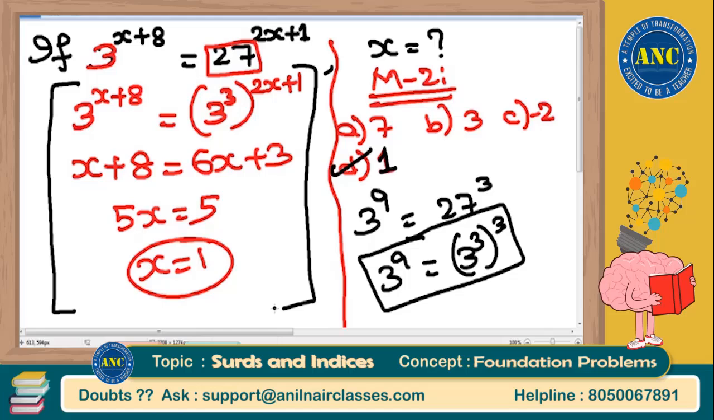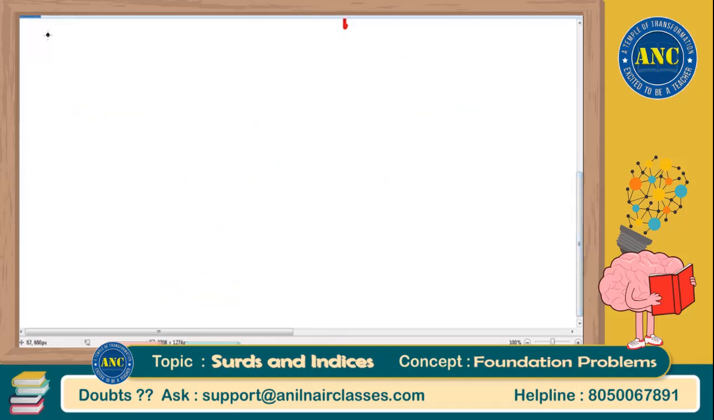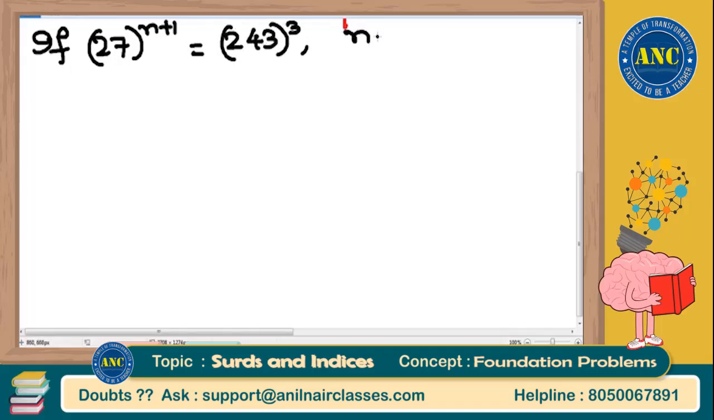All these are very easy questions, sir. You should never panic to solve these kind of questions if they are given. Suppose another similar variety of question: 27 to the power of n plus 1 is equal to 243 to the power of 3. Find the value of n.